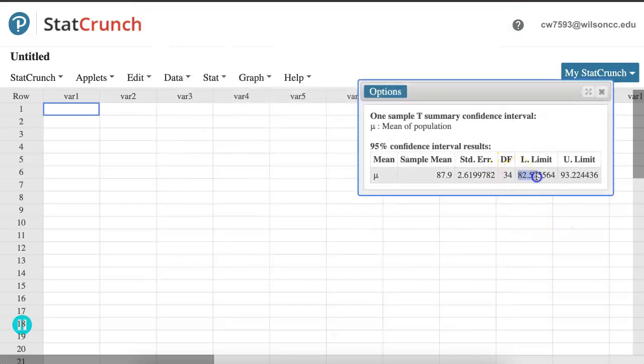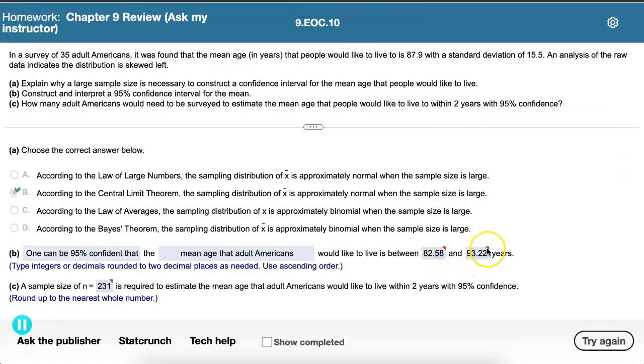What this gives you is your lower limit and your upper limit. The information that you need back here in this problem. So we can now say with an interpretation that one can be 95% confident the mean age for adult Americans, what they would like to live, is between 82.58 and 93.22 years. And we get these values here very quickly using StatCrunch.